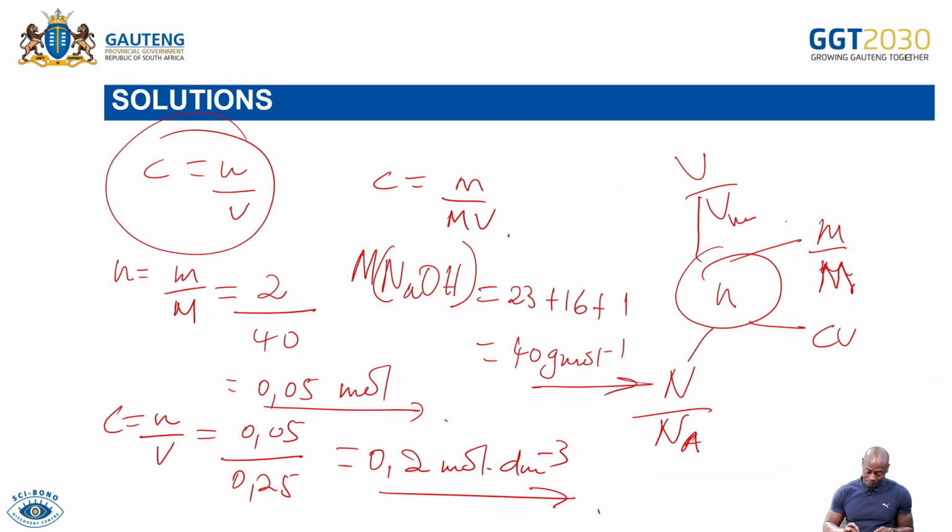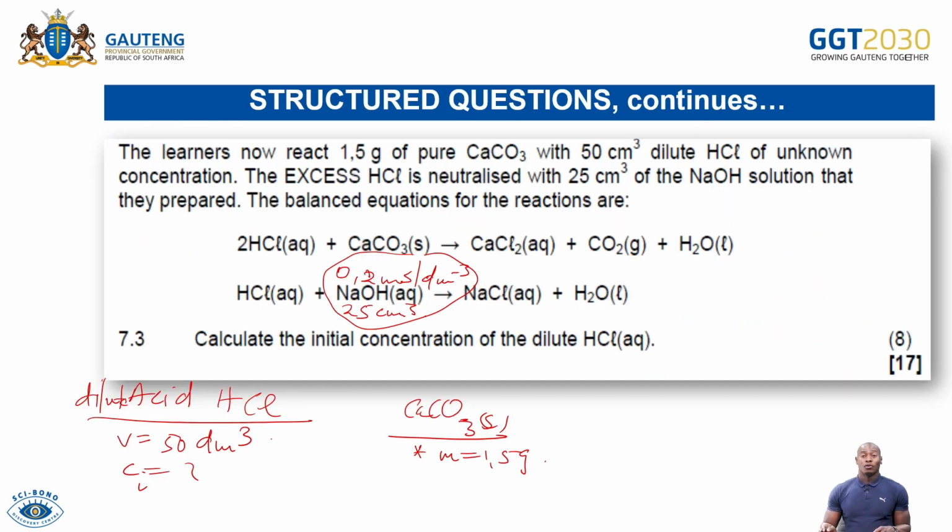Now let's go back, right? So let's read the statement again. Okay, the learners now react 1.5 grams of calcium carbonate, I hope you are following, with 50 cubic centimeters of dilute hydrochloric acid of unknown concentration. Now from that statement and the statement after the full stop, the excess, we are told that this actually is in excess.